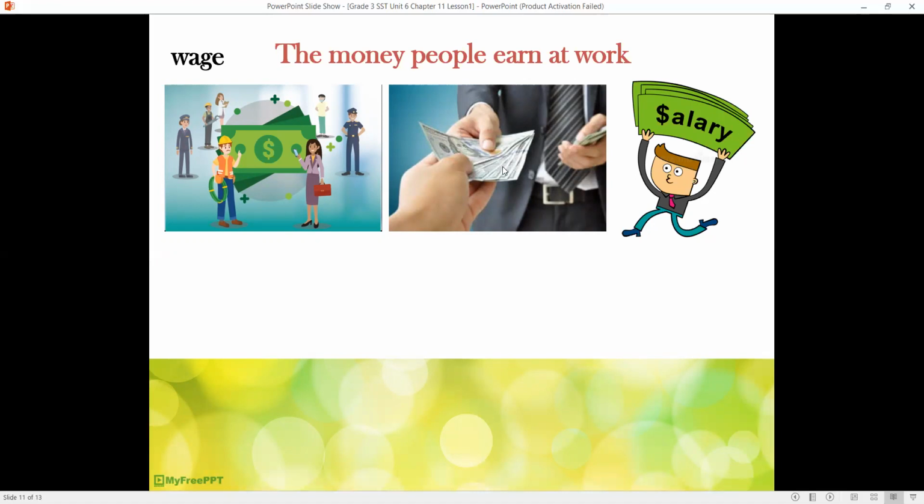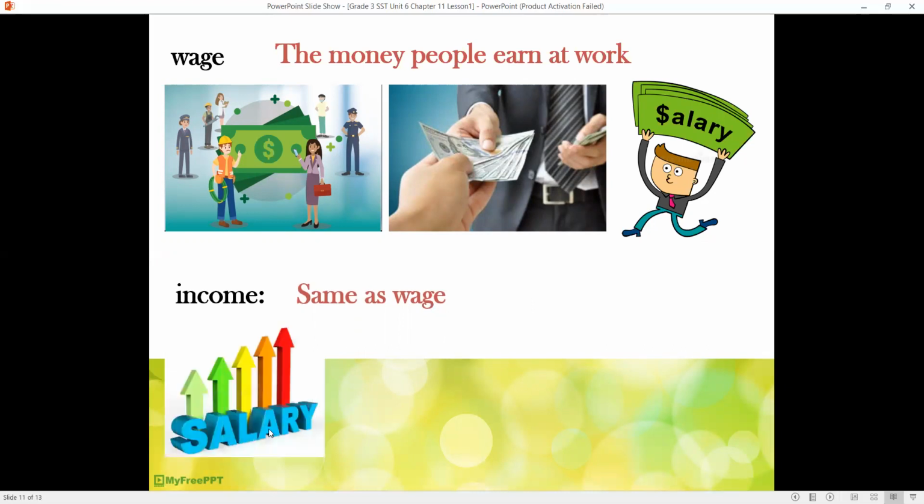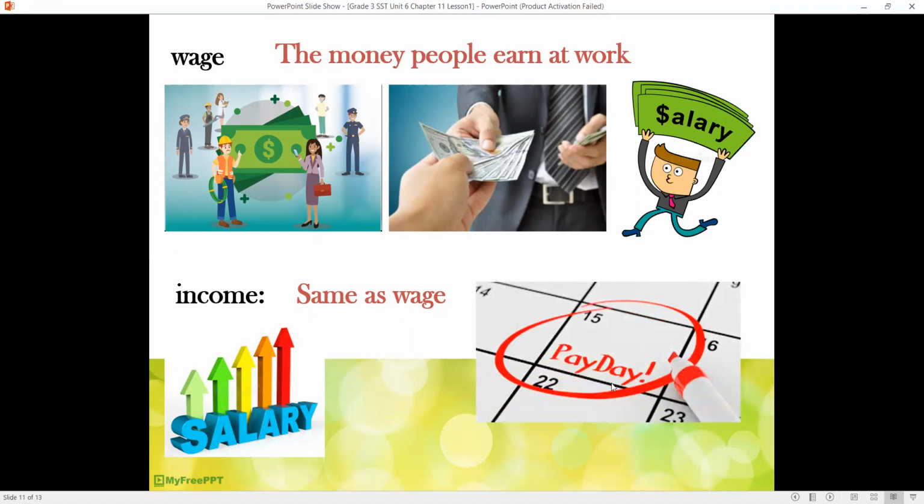You could hear of a person getting paid at the end of the month, and all the people working receive some money. So it comes down to wage. Another word that is the same as wage is income. It has the same meaning as wage. That means salary. It is also called payday. We say payday, that is the day that people will get their salary.